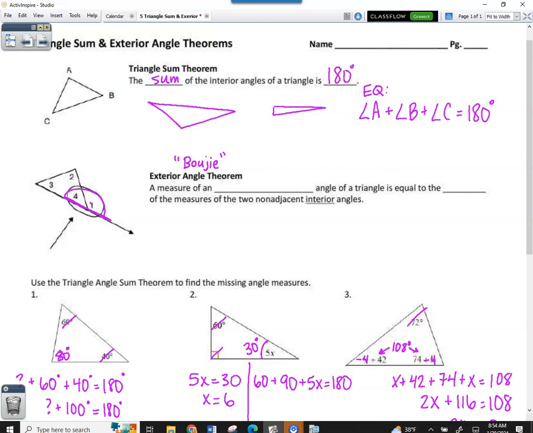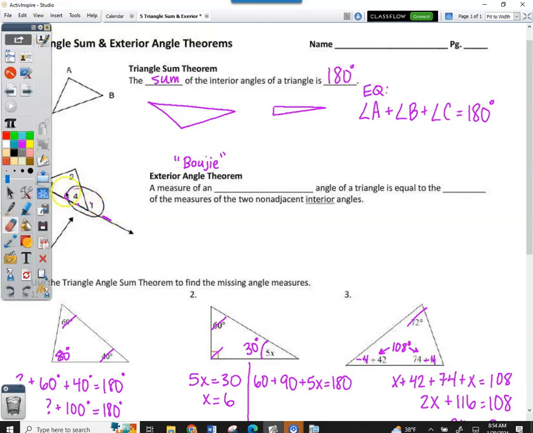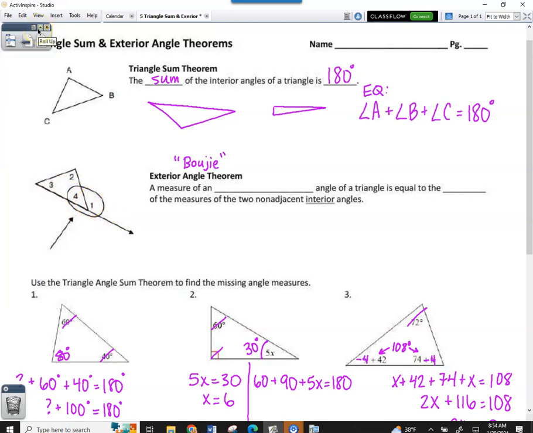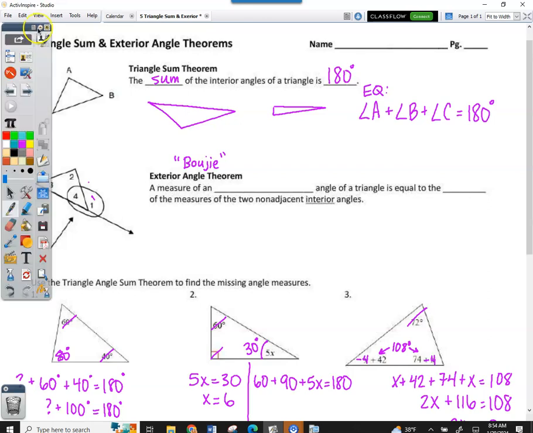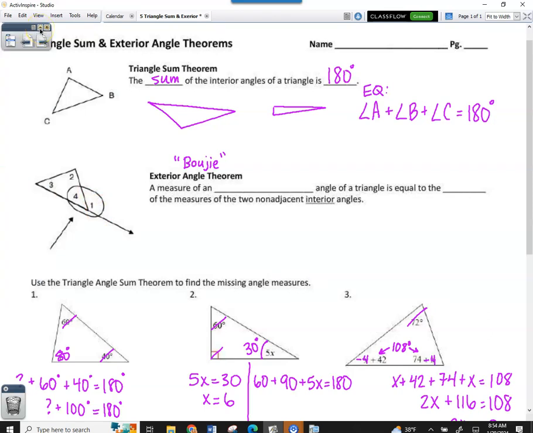You with me? Okay. What do you notice about angles 2, 3, and 4? Ignore this. Angles 2, 3, 4. What shape are they? They form a triangle. What do you know about the angles of a triangle? They add to equal 180. We just practiced it. Y'all with me?